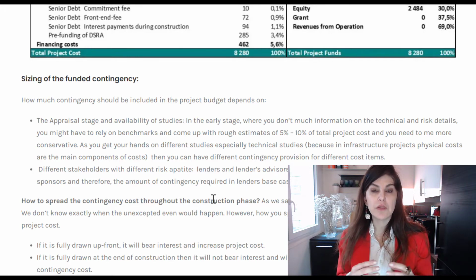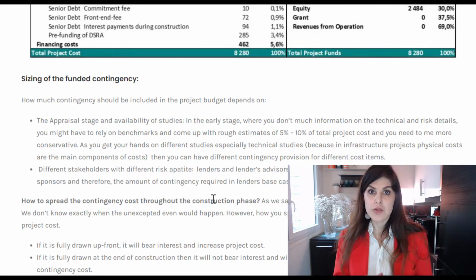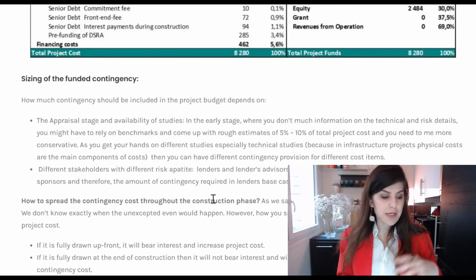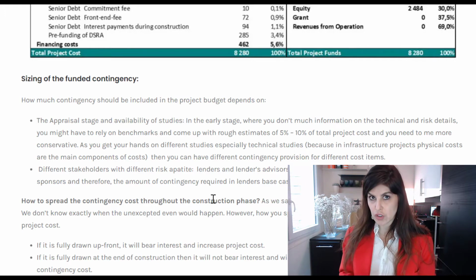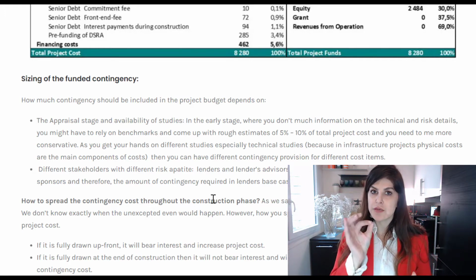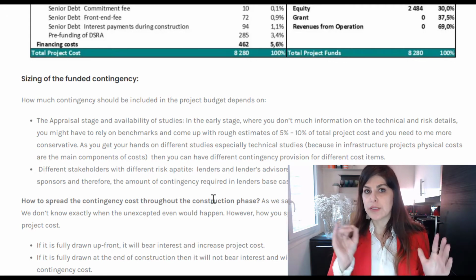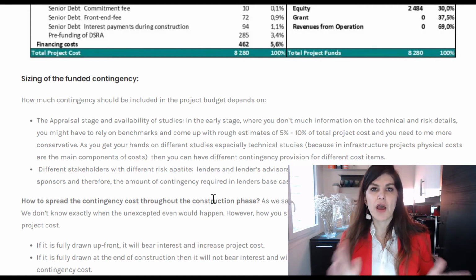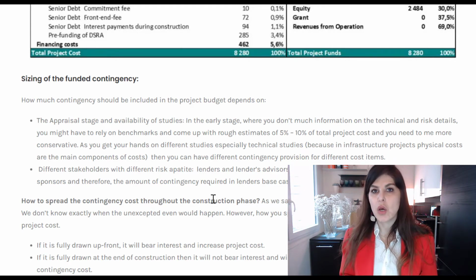Of course, most of the things related to the sizing of the contingency will come from the technical studies that are done, so that the technical advisors from the sponsor side and from the lender side will have a better view of the risks during construction, and they will tell you exactly how much contingency provision is required for the project. But if you're at the beginning stage, then you might just go with a 5%, 10% cost estimate based on previous projects or based on what is common in that industry. Okay, so that's about sizing.